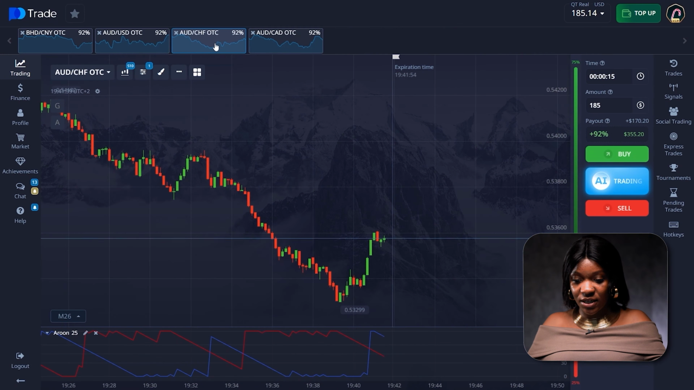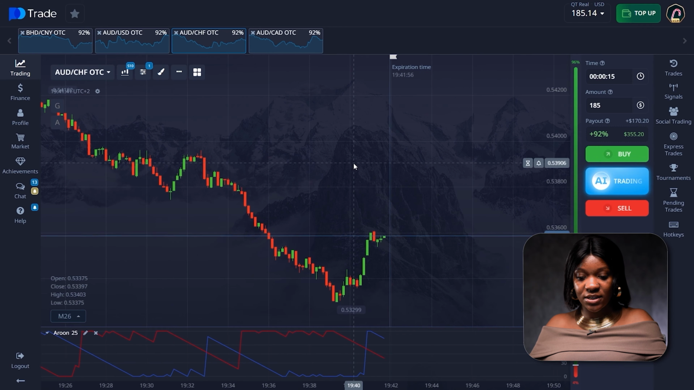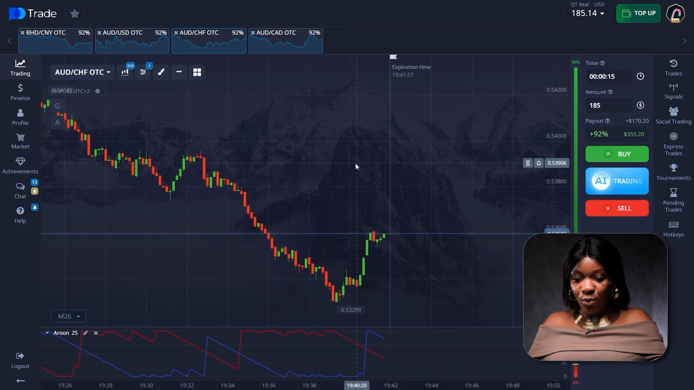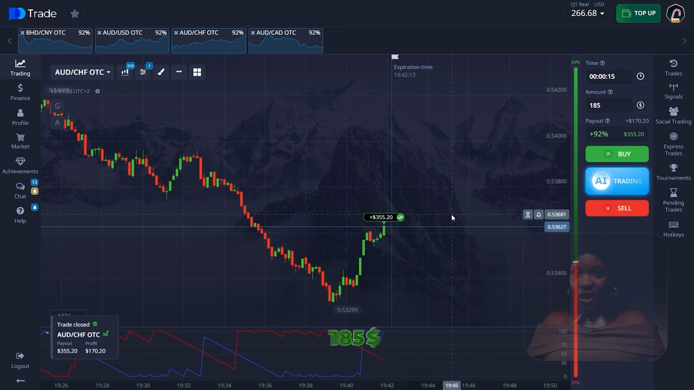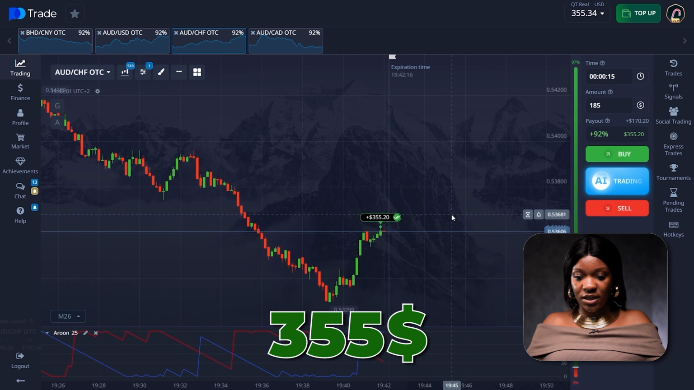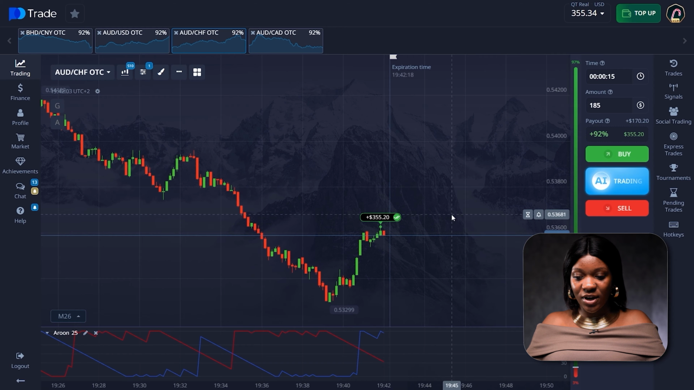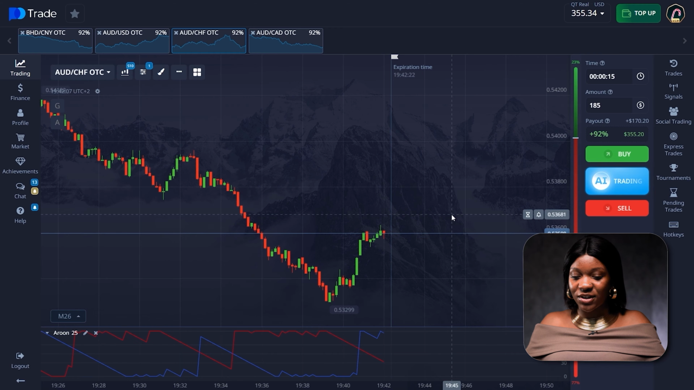So the AUD against the CHF currency pair is here. Well, we will open to the upside. Our rune indicator is clearly showing strong bullish influences and weak bearish influences. And of course, this trade ends up successfully. It couldn't have been otherwise. We've already had $355 in the account. And let's go to the next step again.